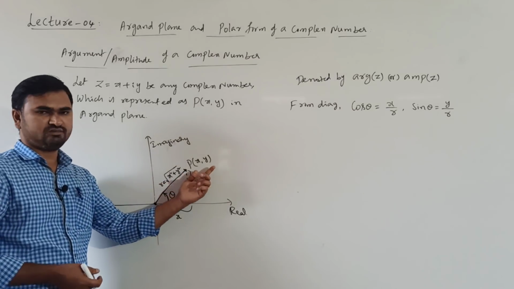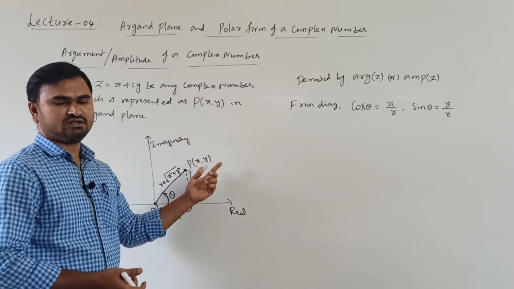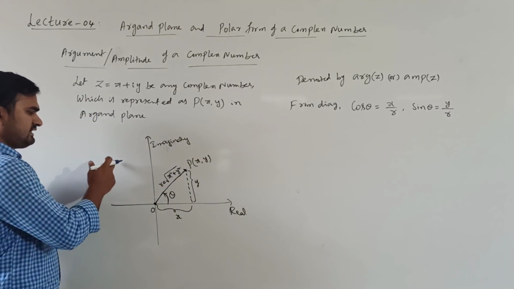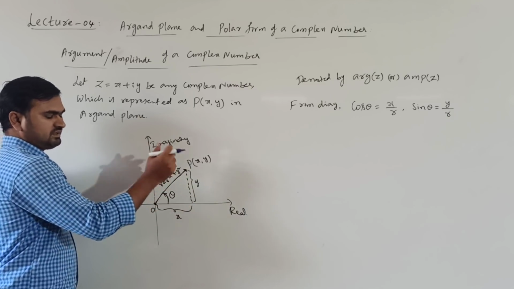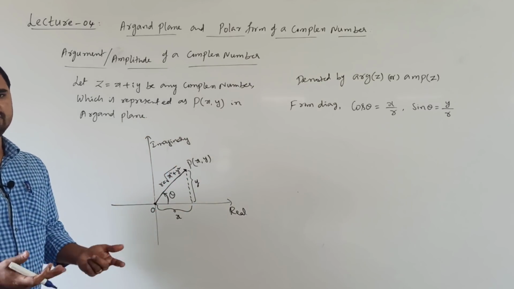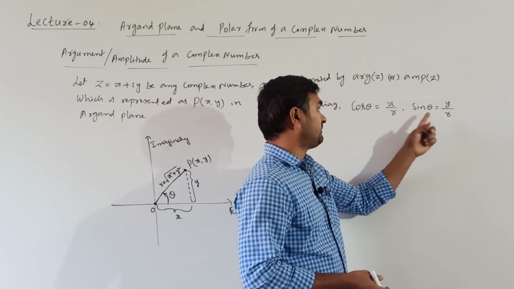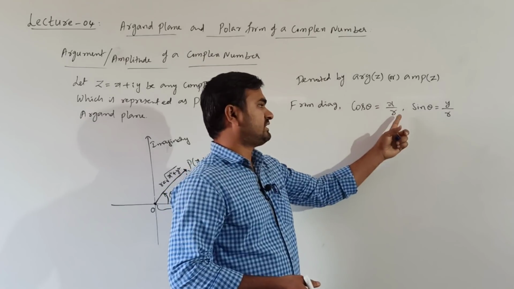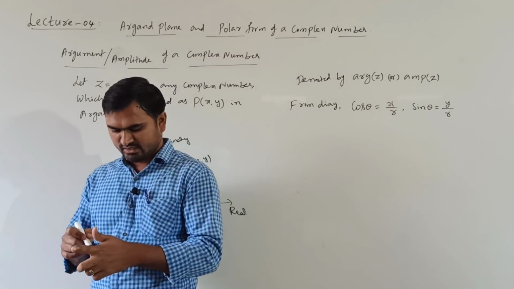The point may not always lie in the first quadrant. If cos is positive and sin is positive, we get the first quadrant. The point may lie in the second quadrant, third quadrant or fourth quadrant, or it may lie on the real axis or imaginary axis, anywhere. Okay. So we can find this theta value by applying this formula: cos theta is x by r and sin theta is y by r. Understand?